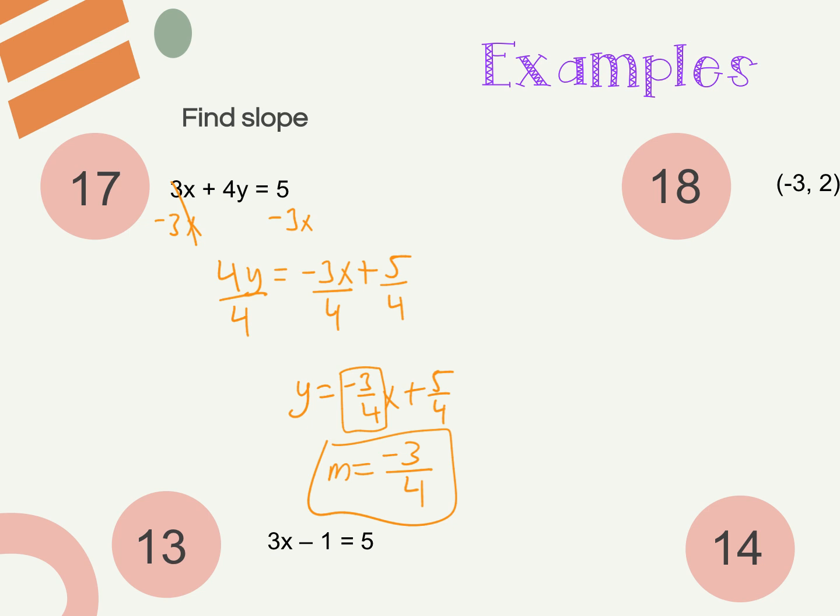If you remember the other way, this is in standard form, right, so we have Ax plus By equals C. So we can just say that m is negative A over B, so negative 3 over 4, and we get the same thing. It's perfectly fine.